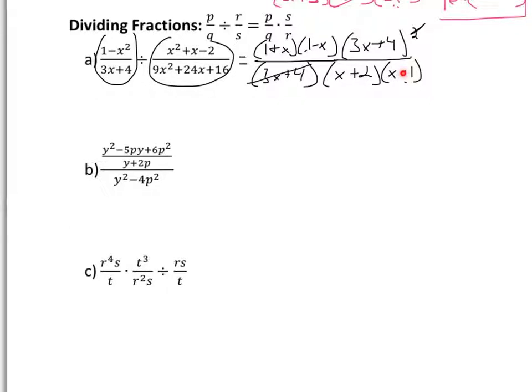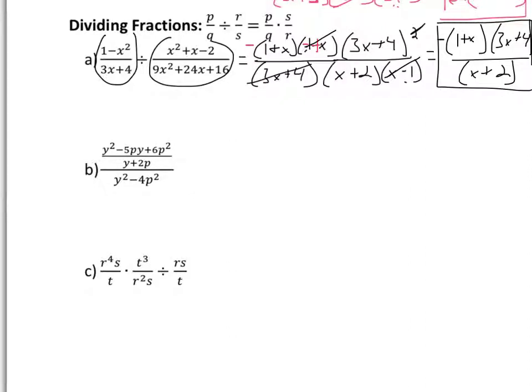So what I'm going to do here is take a negative 1 out on top, change this to negative 1 plus x, which is the same as x minus 1. That way, I can cancel those out. What you're going to have left here is negative, parentheses, 1 plus x, times 3x plus 4 all over x plus 2. So that little negative trick is something to keep in mind for problems like that: if the signs are just flipped, factor a negative 1 out.